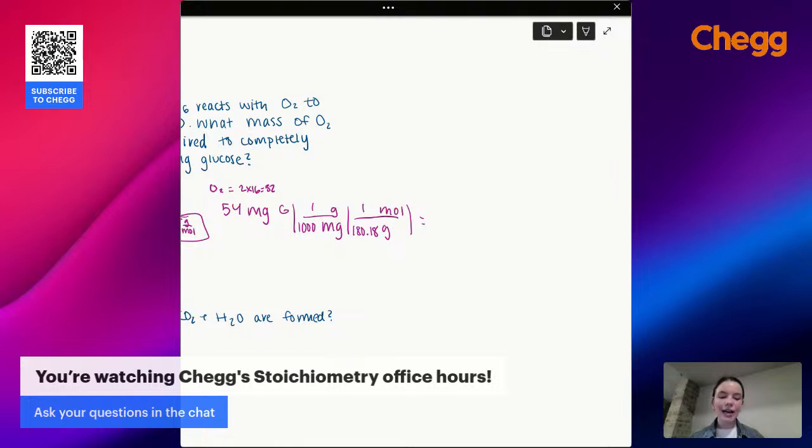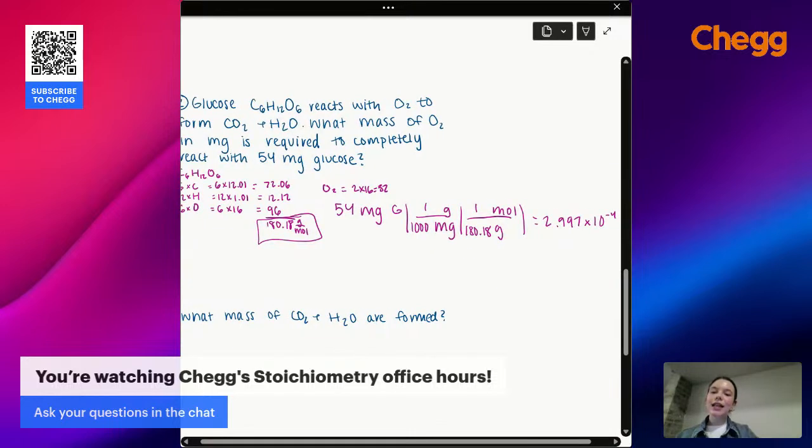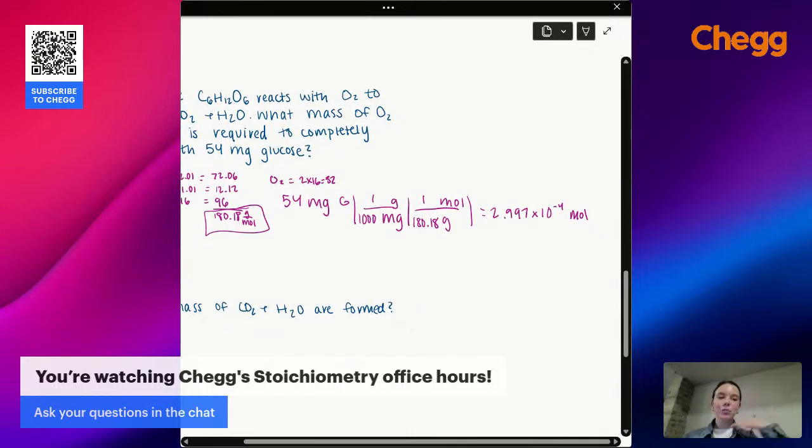All right, 5, 4, 3, 2, 1. If you got 2.997 times 10 to the negative fourth moles, you're absolutely correct. Now, we need a conversion from moles of glucose to moles of oxygen.